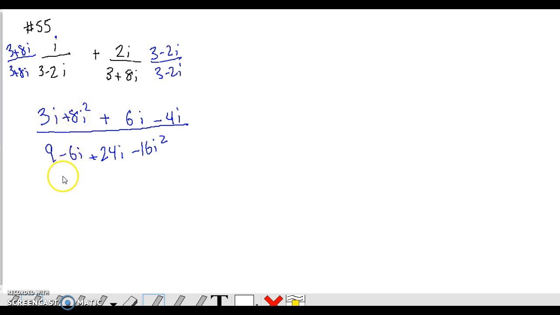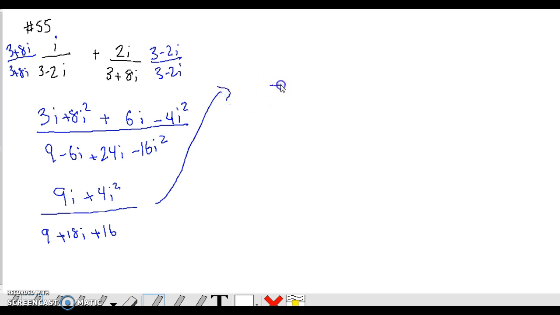So collect our like terms. So I have, oh, I forgot the squared on that guy. So I have 9i plus 4i squared on the top, and on the bottom, this would be, so negative 6 plus 24, that should be what, 18? So 9 plus 18i, and change that guy to a plus 16. Bring it up over here. So this will be negative 4 plus 9i, and then 25 plus 18i, so to speak.